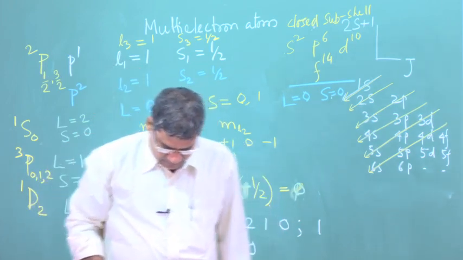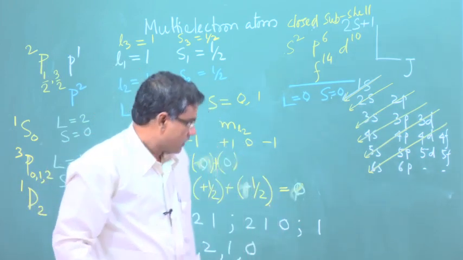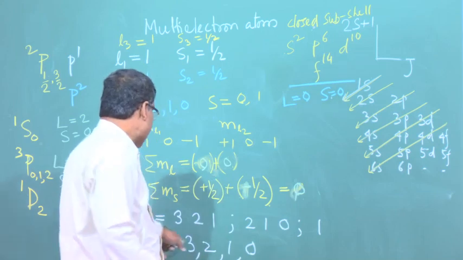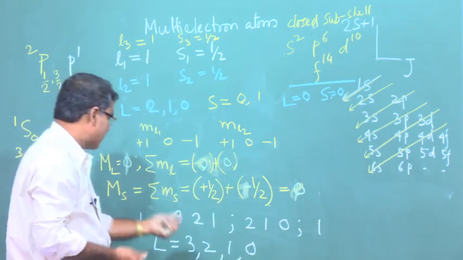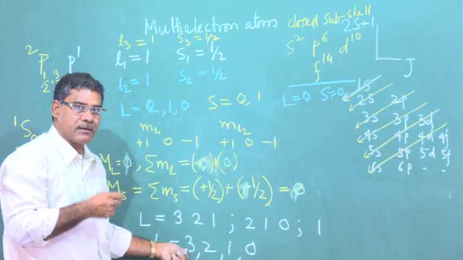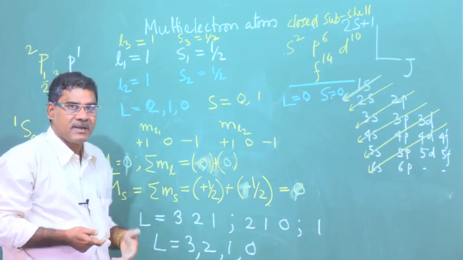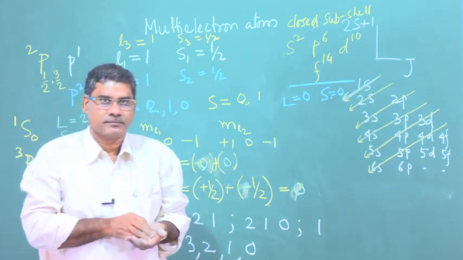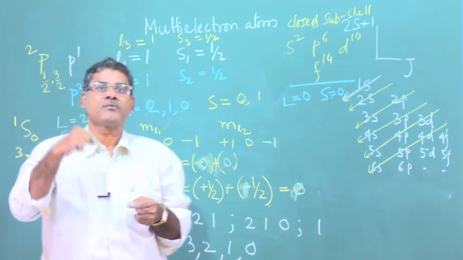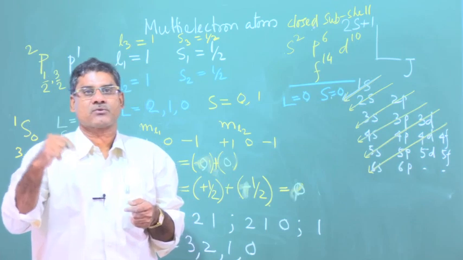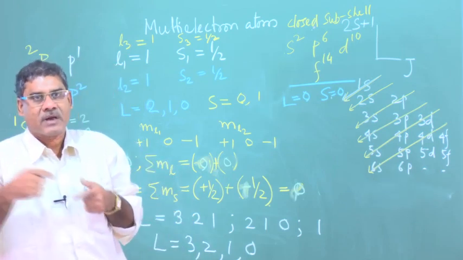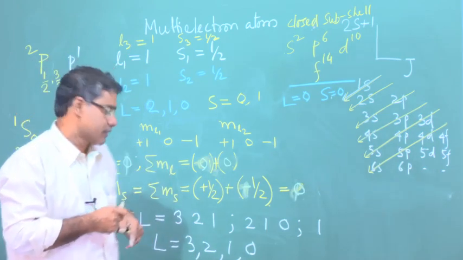Now, we see that L equal to 3, I have 3 electrons. L equal to 3 means capital ML will be plus 3 to minus 3: plus 3, plus 2, plus 1, 0, and so on, so I will get 7 values, right.